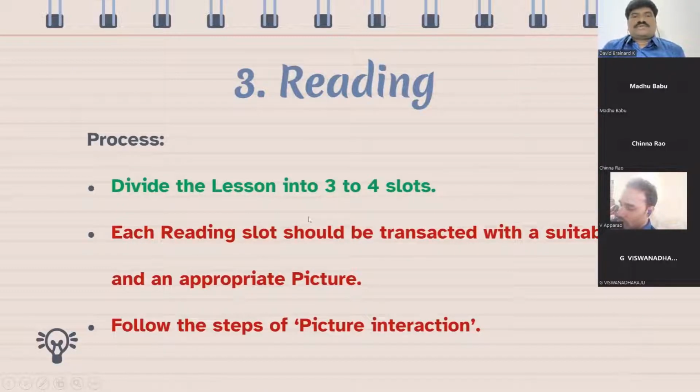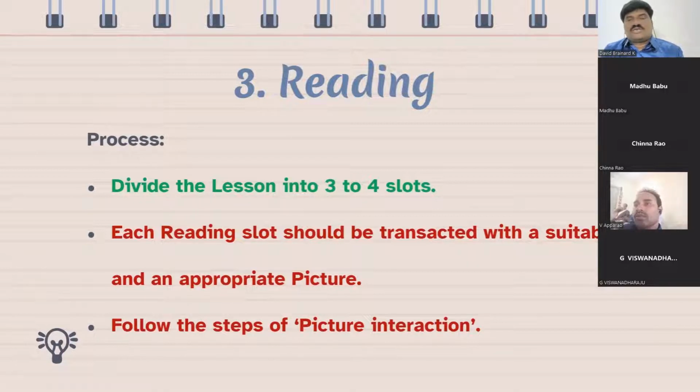So when it comes to reading, we all know that we have already been used to this. The process is very simple. We divide the lesson into 3 to 4 slots, depending on the size and the complexity of the lesson. The second important thing is each reading slot should be transacted with a suitable and appropriate picture. See, picture comes in here.